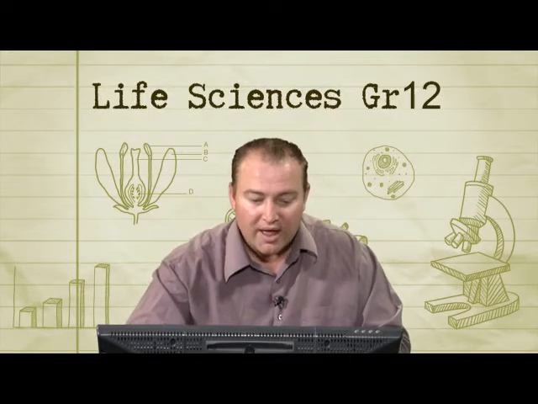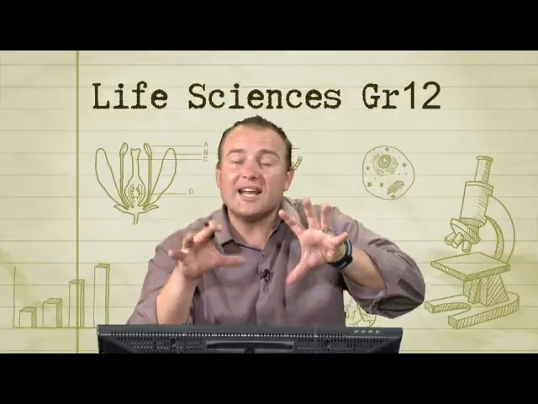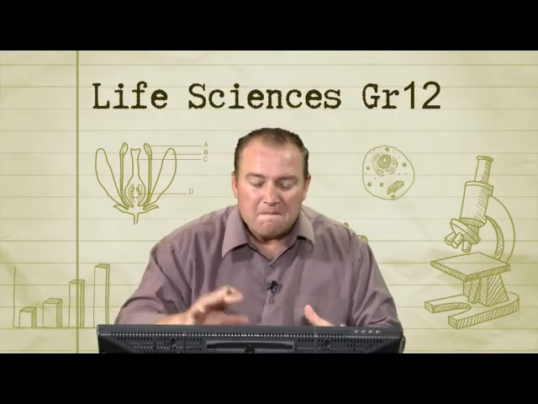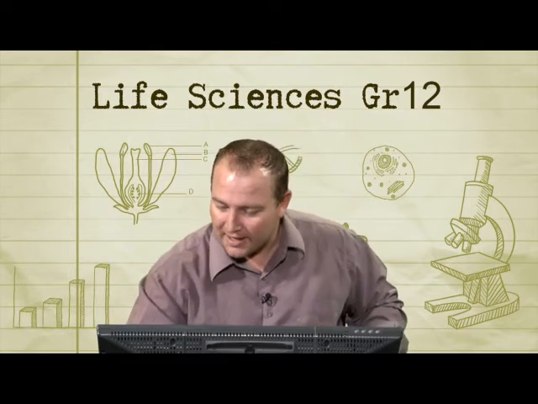And then the last one that we're going to have a look at, the consequence of abnormal meiosis. Abnormal meiosis, which is your Down syndrome child. So in other words, where something went wrong in that splitting. Okay, so that's key concepts, and you guys will understand that. I promise you, it's not as difficult as it looks. Right, okay, let's go for it.